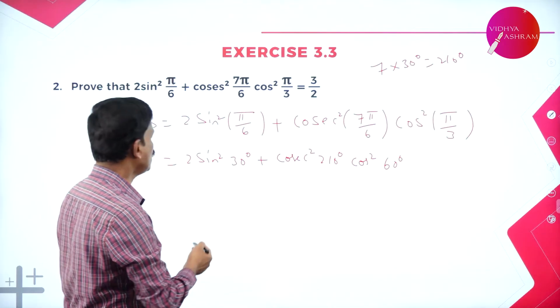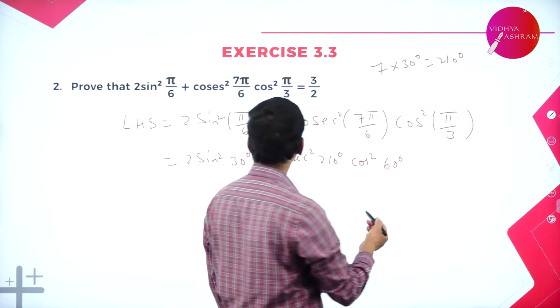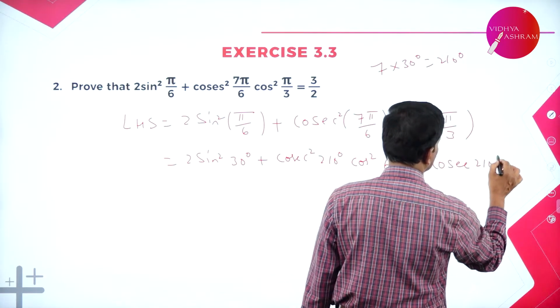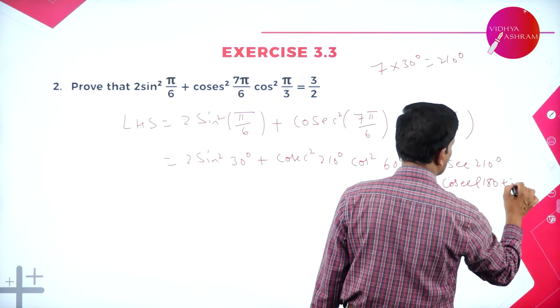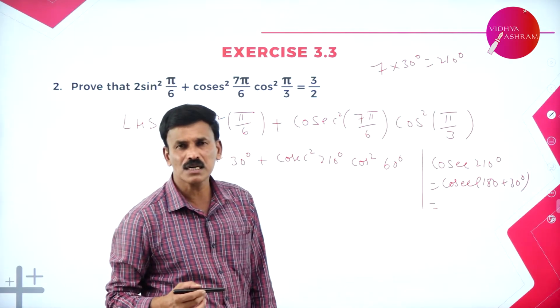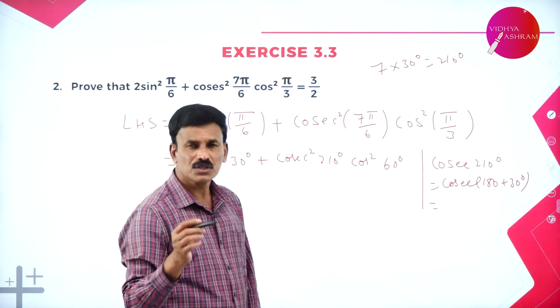Straight away we know the value of sine square and cos square 30 degrees. Now convert cosecant square 210 degrees. Now cosecant of 210 can also be written as cosecant 180 plus 30, right? So cosecant 180 plus 30 comes in the third quadrant. In third quadrant, ASTC.